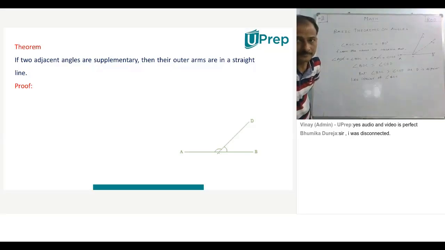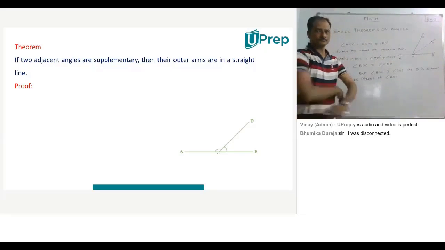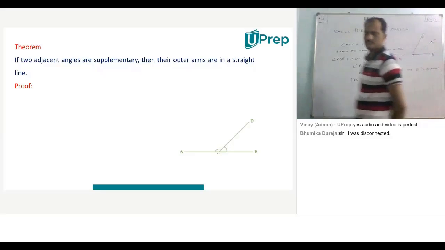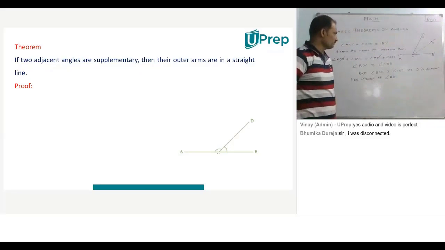Done, beta? One minute, sir. Yeah. Make it faster. Yes, sir. Done. Right. Now write down.